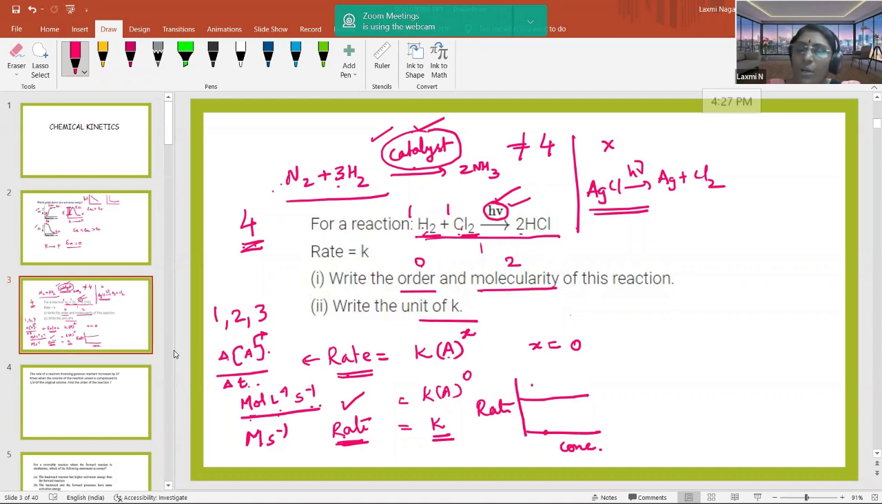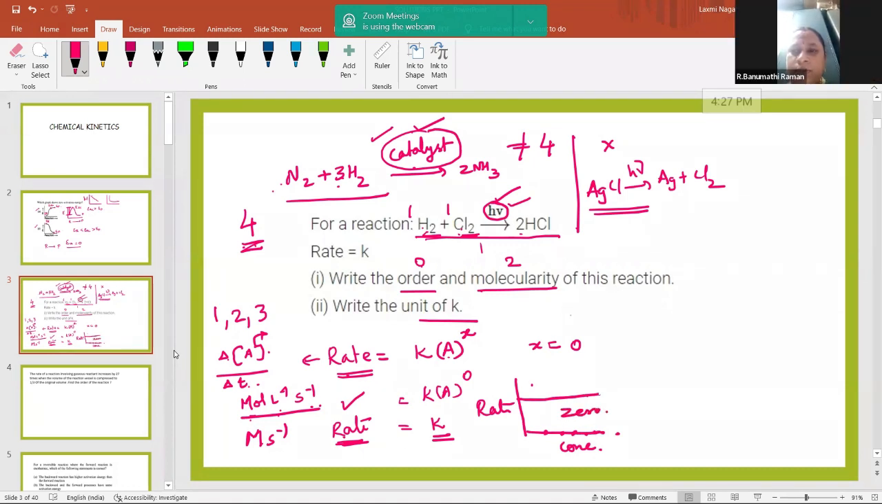So no matter how much the concentration is increased, the rate is going to be constant. So it is a zero order reaction, not affected by change in the concentration of the reactant. Heterogeneously catalyzed reactions and photochemical reactions are examples. For them, the order of the reaction is 0. So molecularity, a sensible answer we can always give.